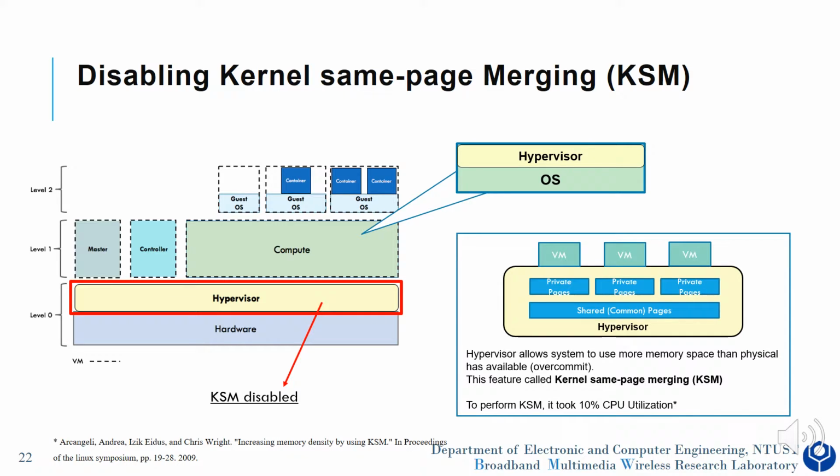In this case, since we have two hypervisors in different stacks, which are level 0 and level 1, and KSM also performs in these two, we will have a big overhead, since one KSM will take at least 10% of CPU utilization. So both in different layers, we will have more CPU utilization that we think is useless. So in level 0, we will have the KSM disabled.